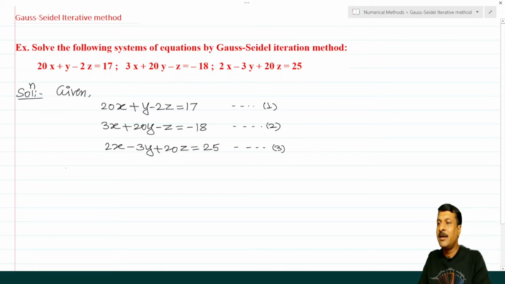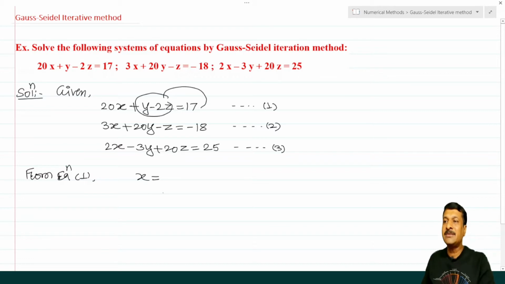What is the method? From equation 1 you find x1, from equation 2 find x2, from equation 3 find x3. It means that in this case find x from equation 1, y from equation 2 and z from equation 3. How? From equation 1, what is the value of x? So consider that side: 17 minus y plus 2z and the whole divided by 20. So I am getting x equal to 1 by 20 times the bracket 17 minus y plus 2z.